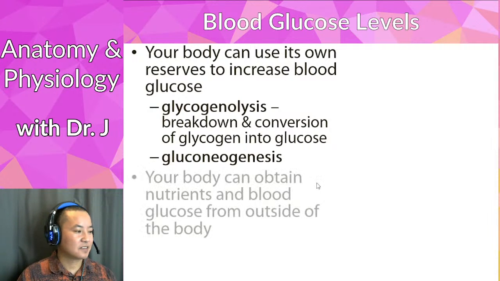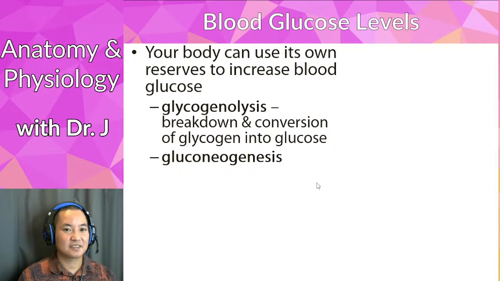Gluconeogenesis is what we just covered. You're going to take carbon-based molecules in your body, and especially the liver is going to shuffle them around and create new glucose molecules.